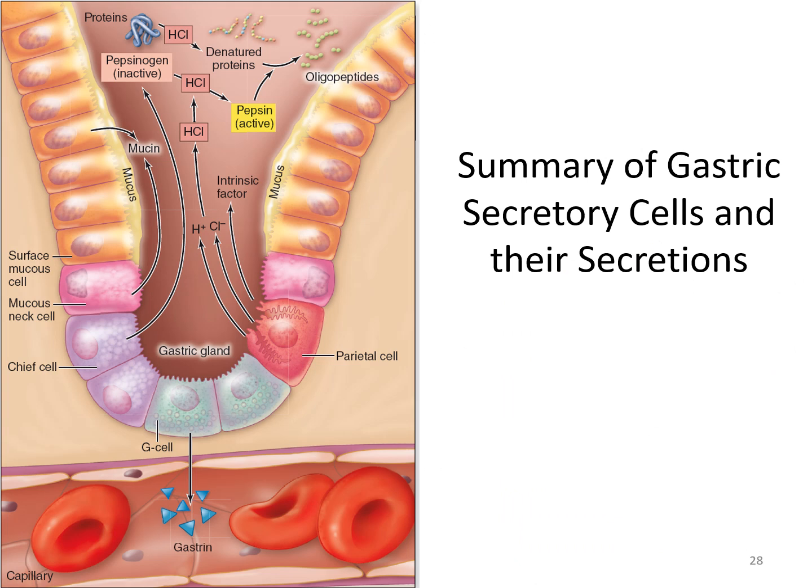So here's a summary of all of the cells and their products. Here's your surface mucus cells. This is going to be your alkaline mucus right here. Mucus neck cells are releasing a more acidic mucin here. Chief cells, you follow that up, it's releasing pepsinogen.